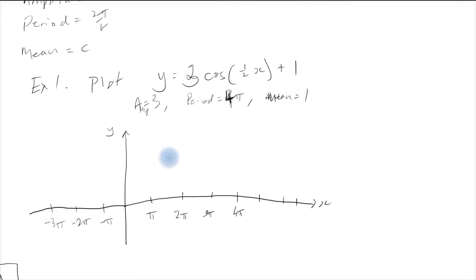Now I'm also going to show my amplitude of 3, and my mean is 1, so it's going to be up 1, with an amplitude of 3. So from 1, it's going to go to 4, and if you take off 3 from 1, it's going to go down to -2. Okay, so now we're ready to show the graph.